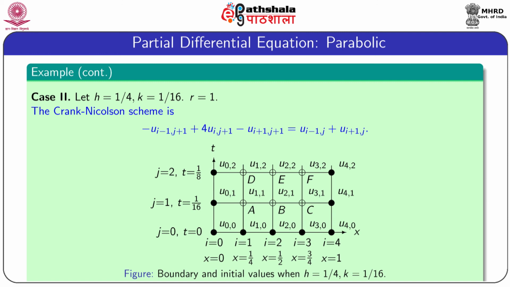So, in this diagram we see that the values of u are to be determined for the mesh points A, B, C and the mesh points D, E and F. So, first we calculate the values of u for the mesh points A, B, C by generating a system of equations, and depending on these values we calculate the value of u at the mesh points D, E and F.